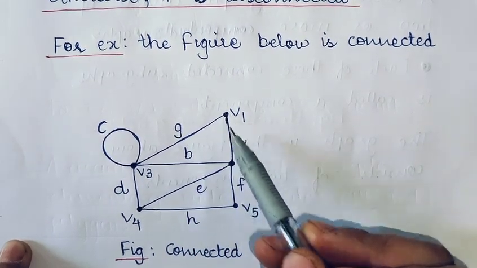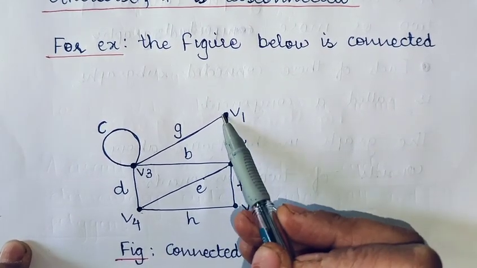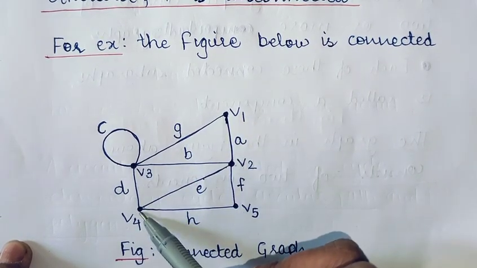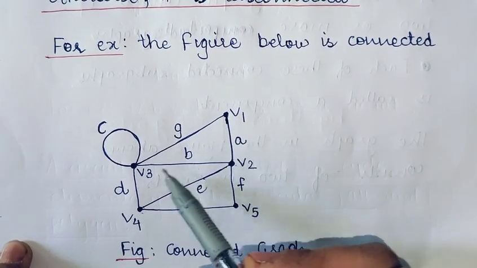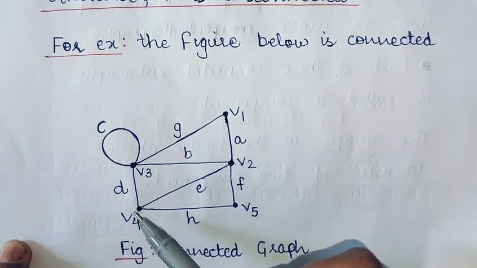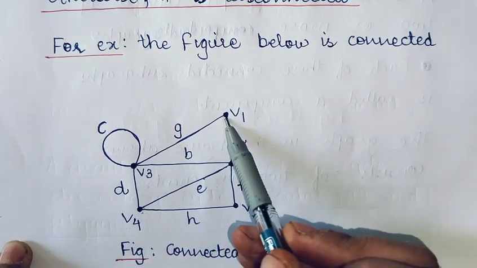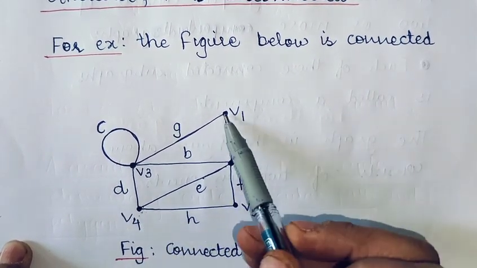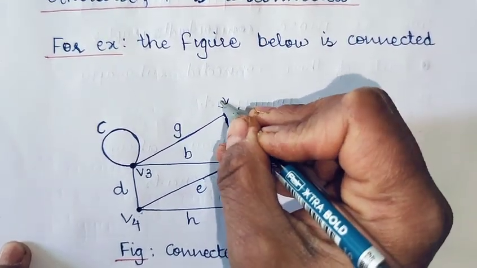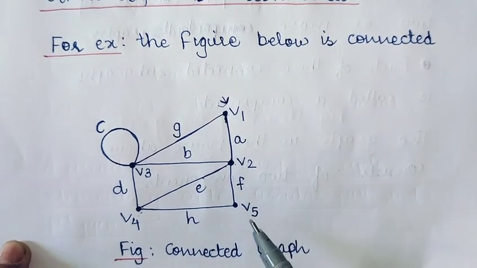First of all, I can reach via vertex V2: V1, V2 and V4. Second, I can reach via vertex V3: V1, V3, V4. Then I can reach via V3 and V2 also: V1, V3, V2, V4. So basically there exists a path between V1 and V4. Though this path is not direct, there is a path. Similarly, here we are taking V1 as the pivot vertex. So we'll see if there exists a path from V1 to all the vertices of this graph.